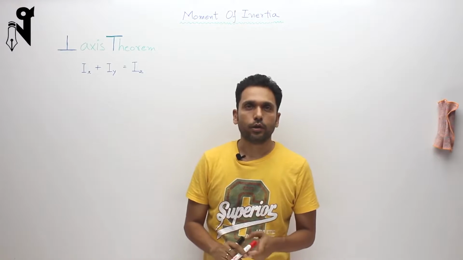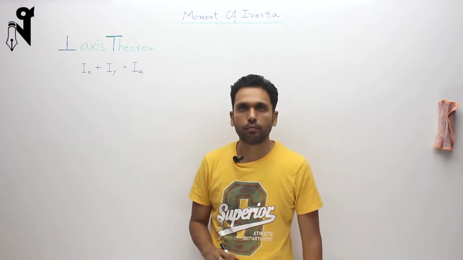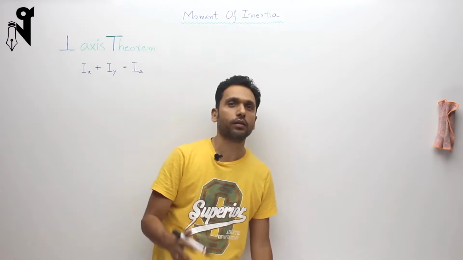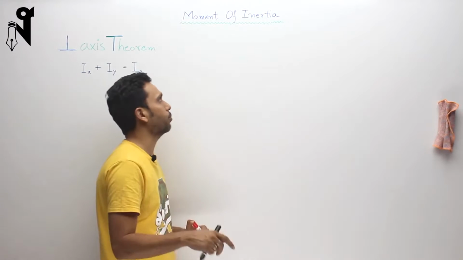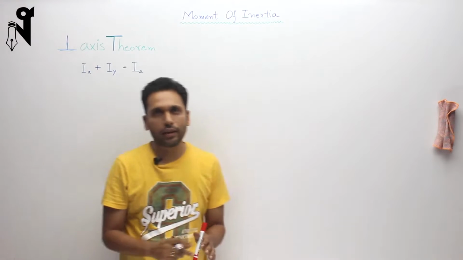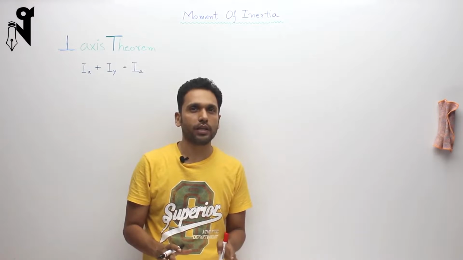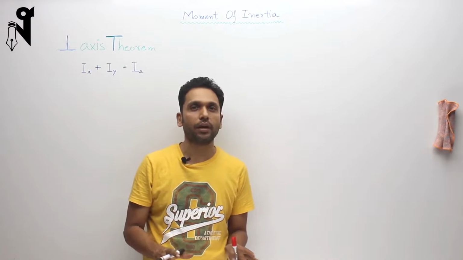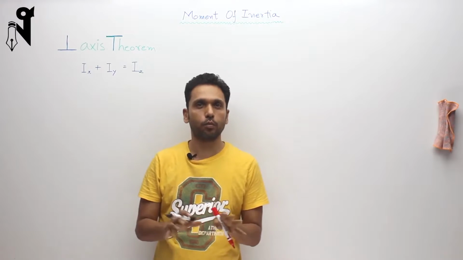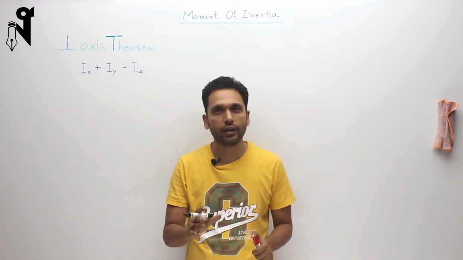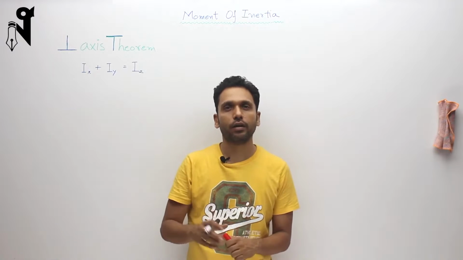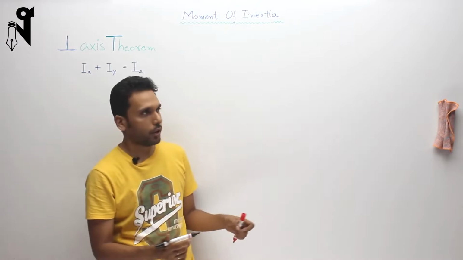Hello students, so the next theorem for finding moment of inertia of a body, if you already know the moment of inertia through some other axis for the same body, is the perpendicular axis theorem. You should be very careful applying this theorem because it is applicable only for laminar bodies, meaning bodies which are flat, 2D, almost 2D bodies. They do not have any depth. The depth is negligible compared to the area of the body.